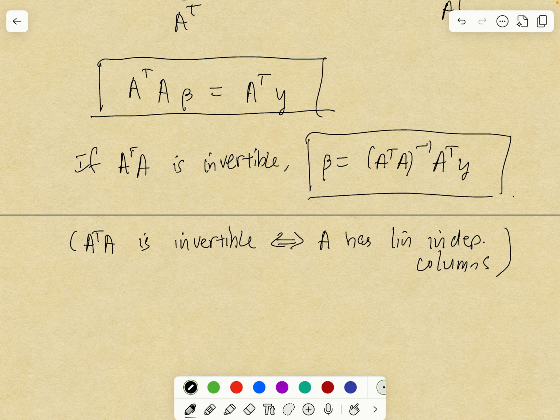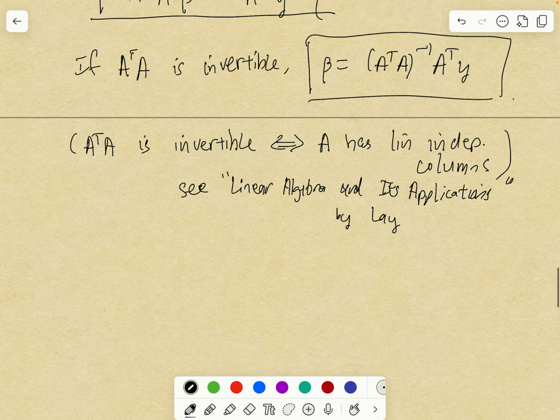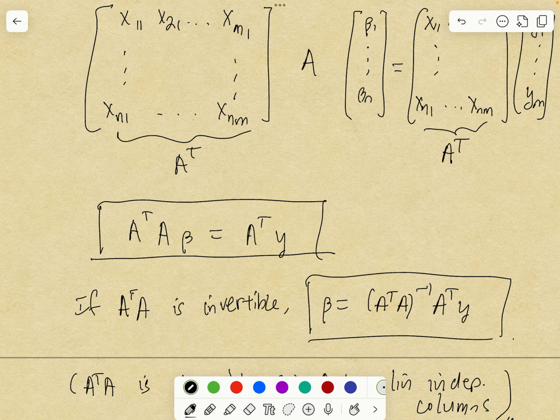I think that's like a linear algebra exercise. But if you want a reference for this, you can look in Lay's linear algebra textbook, Linear Algebra and Its Applications by Lay, if you want to see a proof of this. Or you could try proving it yourself. I don't think it's that hard to prove. Okay. So that is the multivariable calculus way to derive this formula.